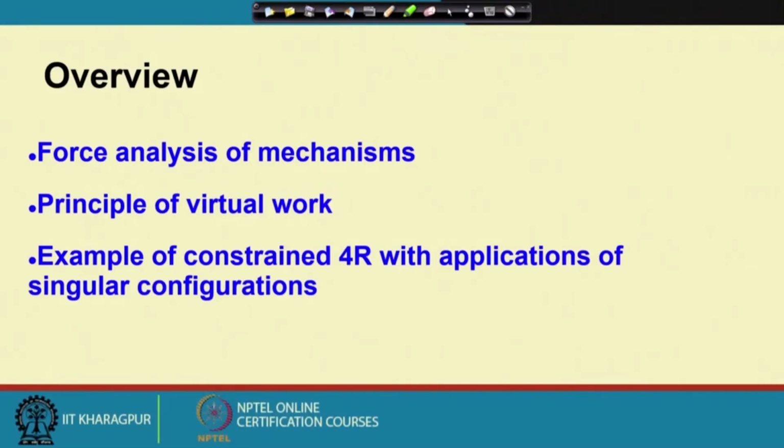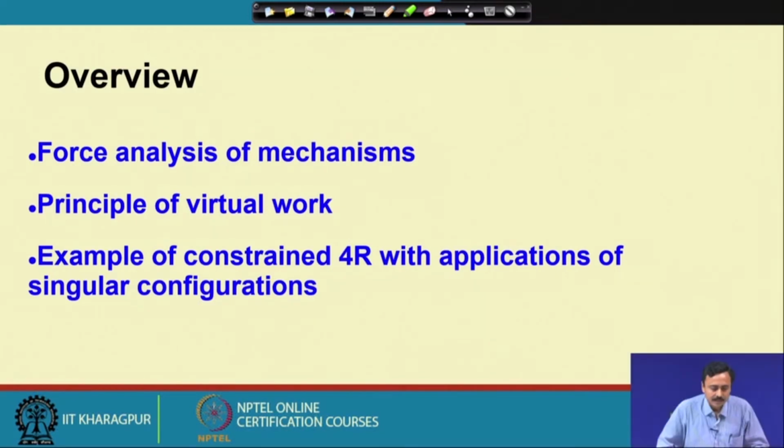To give you the overview of what we are going to discuss today, we will start with the force analysis problem. I will introduce this problem and discuss the principle of virtual work, and I will explain the concept through examples of the 4R chain, and subsequently I will also discuss examples of robots.